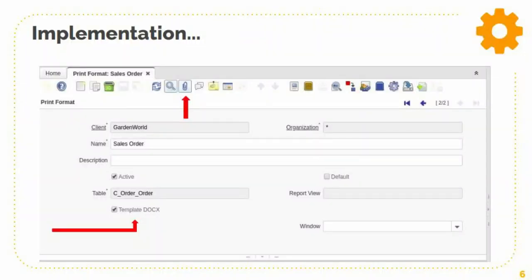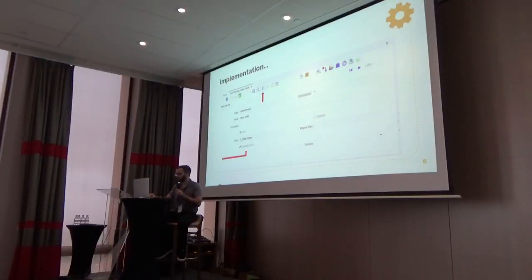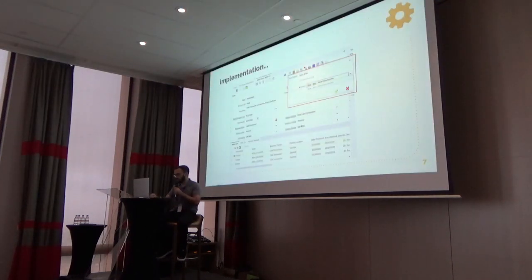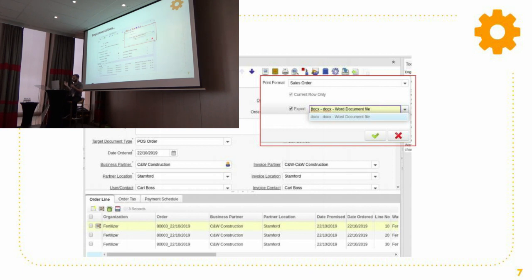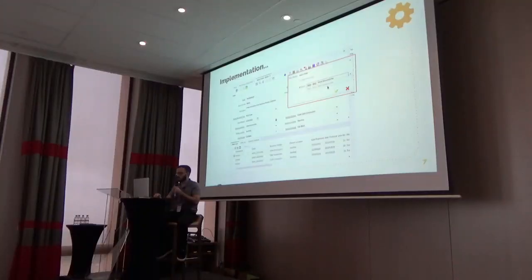The implementation is very simple. I just created a flag in print format that indicates the template docx, and we attach a file that we use to be parsed. And in the sales order, using the existing structure, they already appear here. And I implemented the docx, and using the existing report viewer, I convert to PDF. But the conversion of images and tables isn't so good, so I just left it behind.